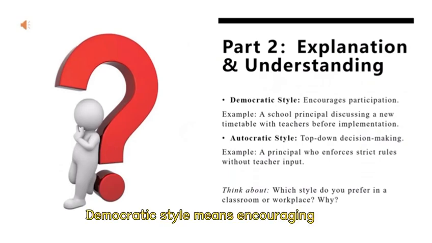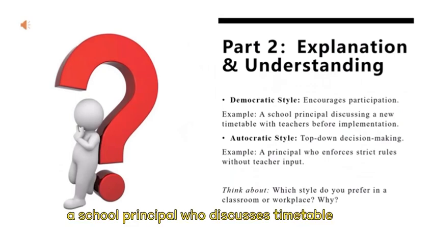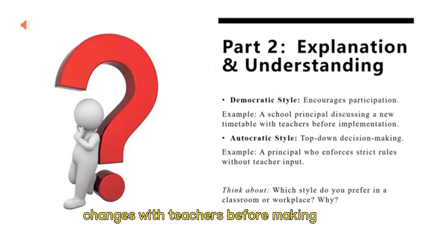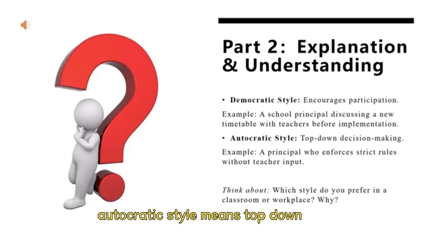Let's go over what we just saw. Democratic style means encouraging participation. For example, a school principal who discusses timetable changes with teachers before making a decision. On the other hand, autocratic style means top-down decision-making. Imagine a principal who sets strict rules without consulting the teachers. Which style sounds better to you in a school setting? Think about it. We'll come back to this later.